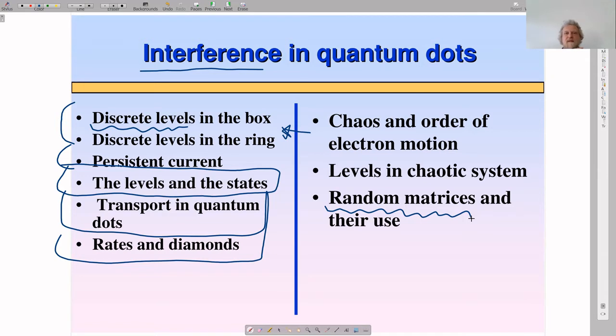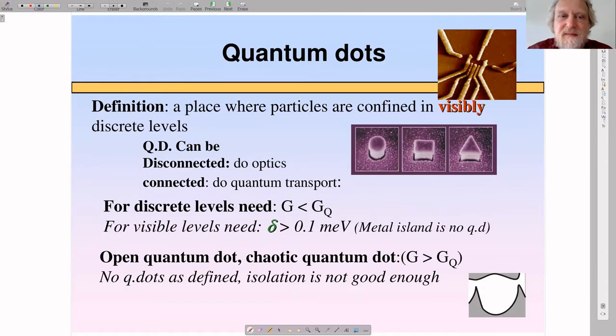Very good. That was my outline. Let us see what we have next. Let us define what a quantum dot is. There's a definition. It is a place, whatever construction or device, where particles, most likely electrons or holes, occupy visibly discrete levels. So what is important in this definition is visibility.